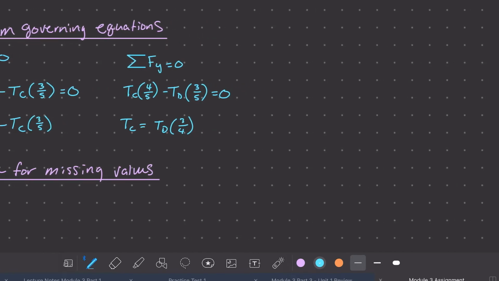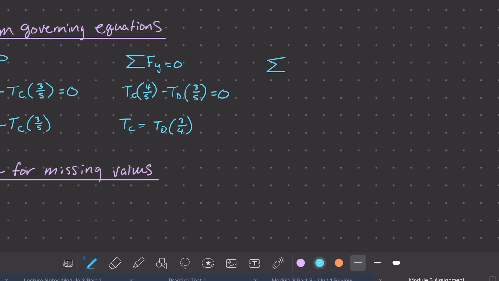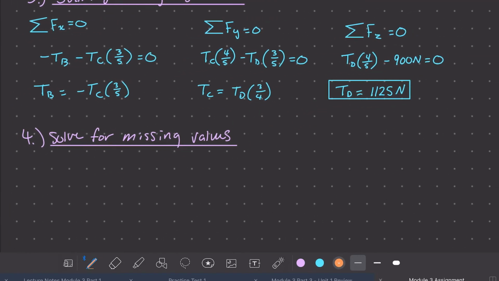And for the sum of the forces in the z direction, we'll set that equal to 0. And we get TD multiplied by 4/5 minus 900 newtons is equal to 0. And since we already have that TA value, we can actually solve for TD here, and we get TD is equal to 1125 newtons. And now that we have this, we can use that to go back and solve for TC and TB.